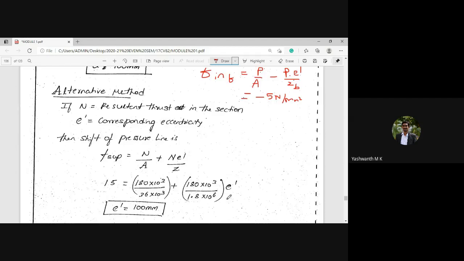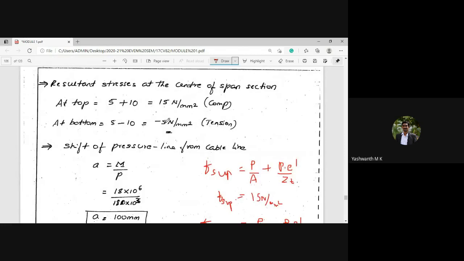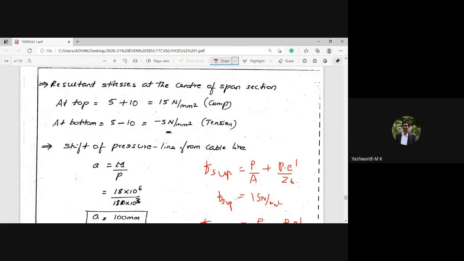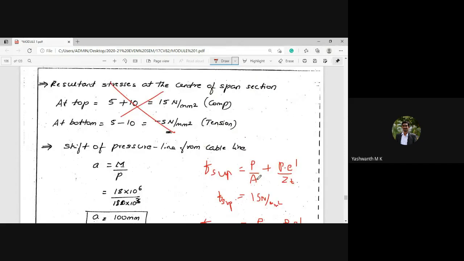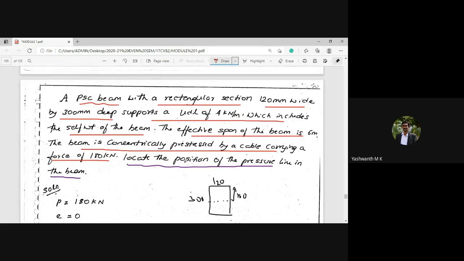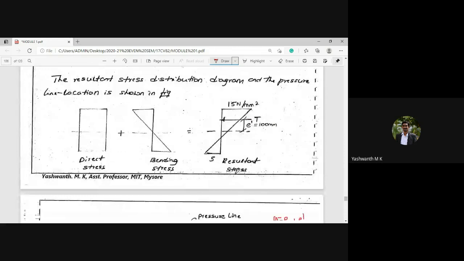Like this you need to calculate, because I have worked out the stress concept here also. This is the stress concept, so please follow the pressure line formula. Is it clear? Another important thing, please note down: nowhere in the problem is it mentioned to calculate the stresses, but in the examination you should calculate the stresses apart from calculating the pressure line. Is it clear? Let me go ahead with one more problem.